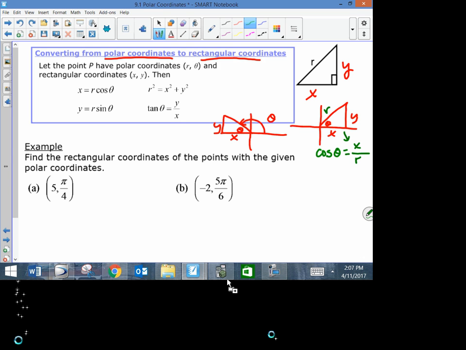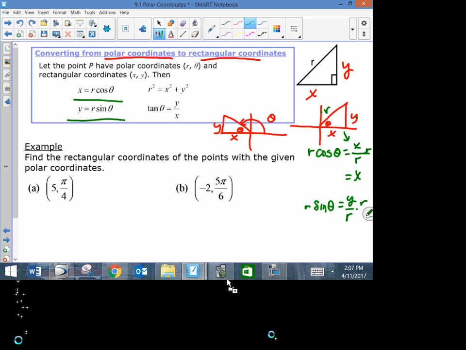x over r. So when you take cosine theta equals x over r and multiply both sides by r, that's where that other one comes from. And the sine works the same way. Sine theta equals opposite over hypotenuse. So when you multiply by r, you get the other one. y equals r sine theta. Now, those need to be probably memorized. Remember, y is always with the sine. It was on the unit circle as well. So keep with that. Same with x, it's always with the cosine.